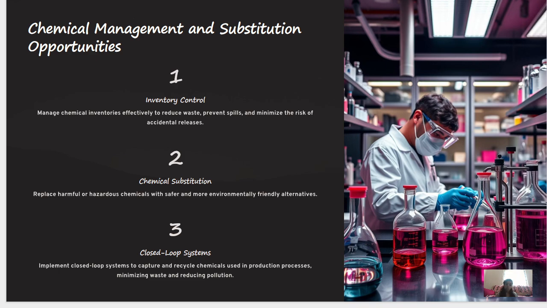Next is the closed loop system, where there is no waste production. It's like once you use something, you reuse or recycle it again in a loop. So, implement closed loop systems to capture and recycle chemicals used in production processes, minimizing waste and reducing pollution. So, this is the brief overview of waste audits in textile industries.